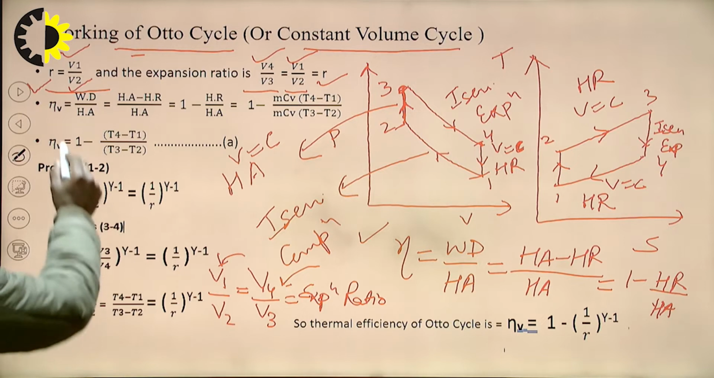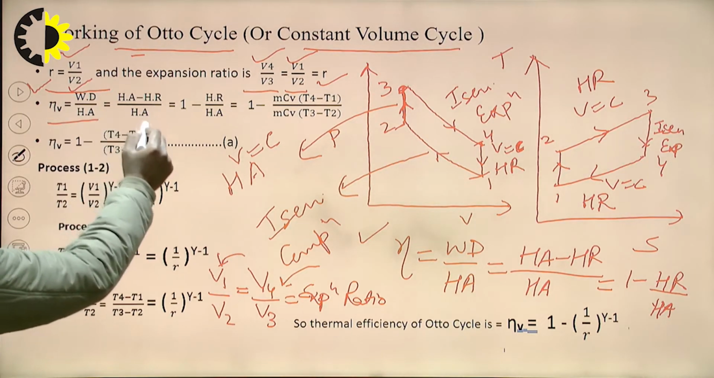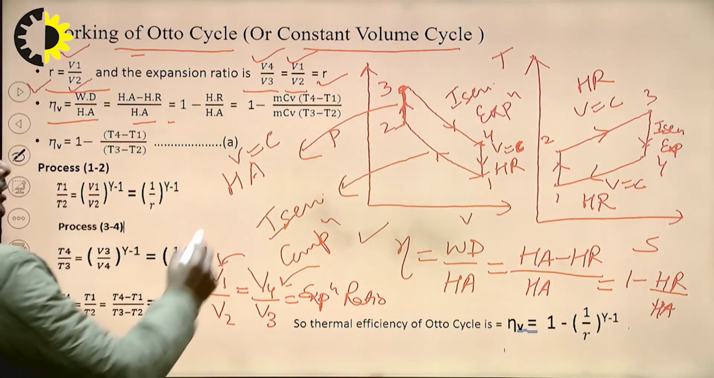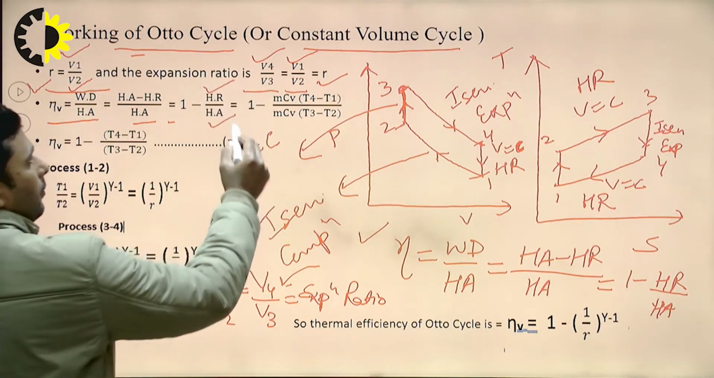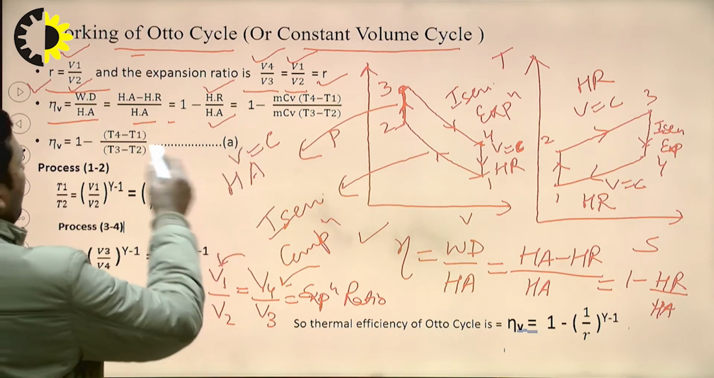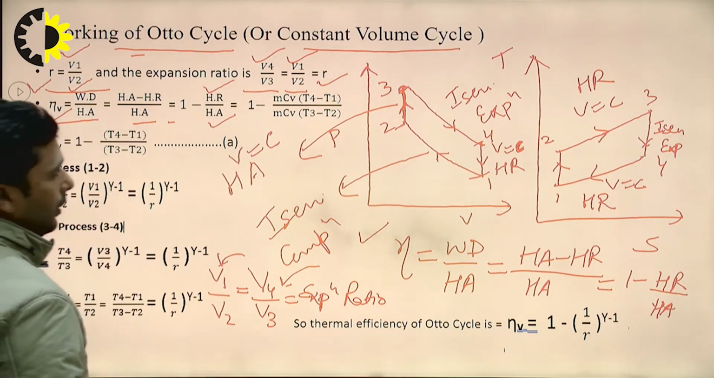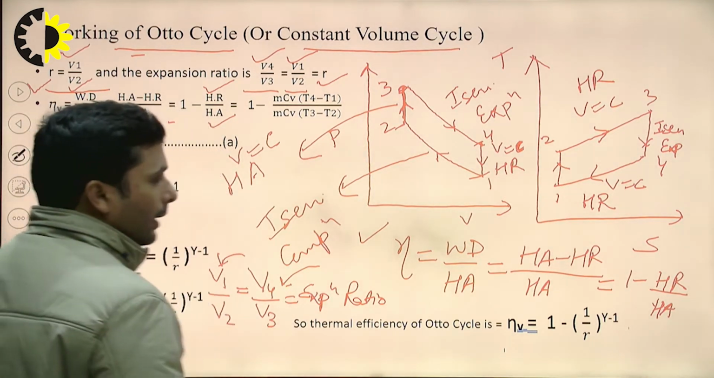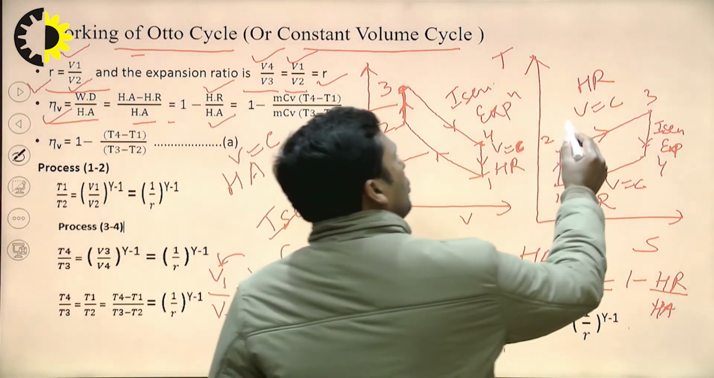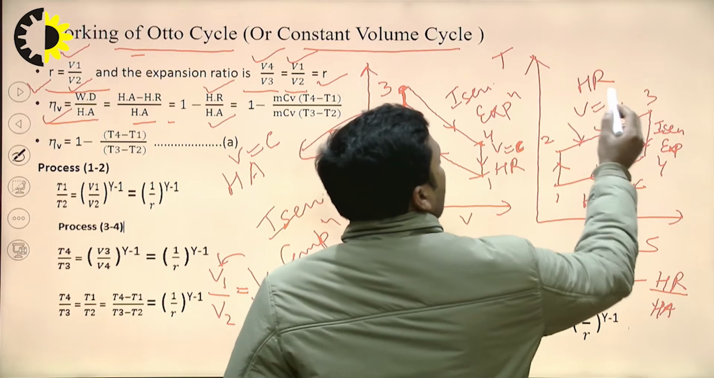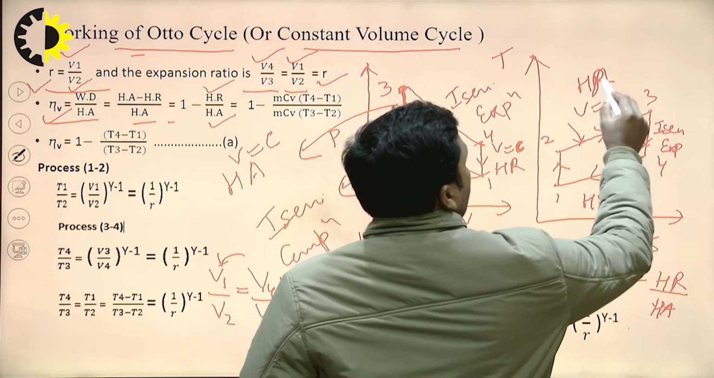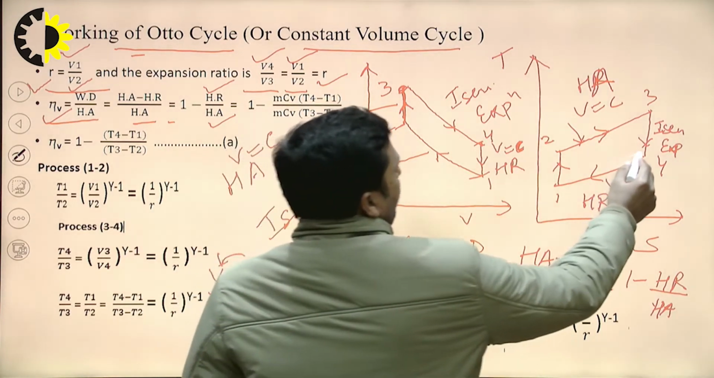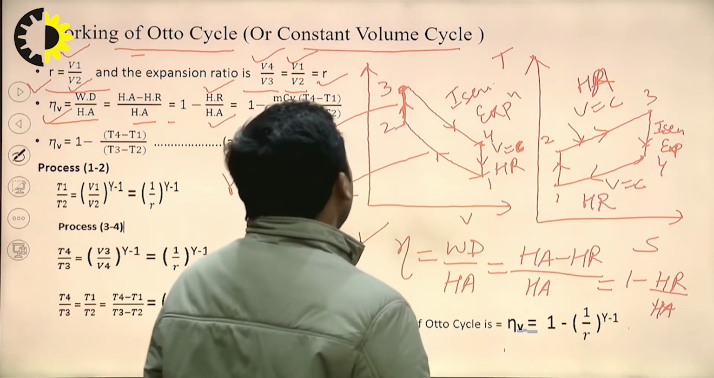And we know that efficiency is equal to work done upon heat addition, which is heat addition minus heat rejection upon heat addition, equal to 1 minus HR upon HA. So if we put the value of HR and HA, we will find out the value of thermal efficiency in case of the Otto cycle. So 1 minus, from the TS diagram, we can calculate that we know that process 2 to 3 is the constant volume heat addition process, and process 4 to 1 is the constant volume heat rejection process.